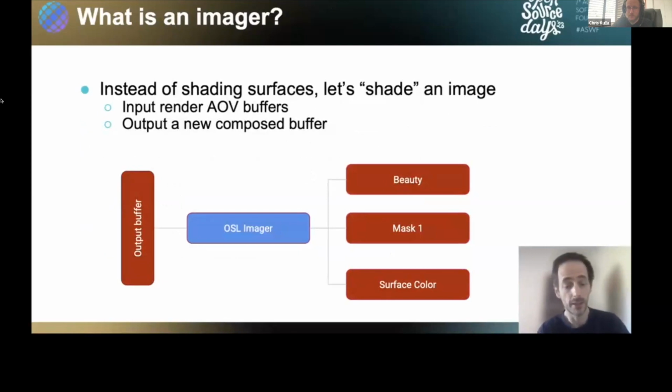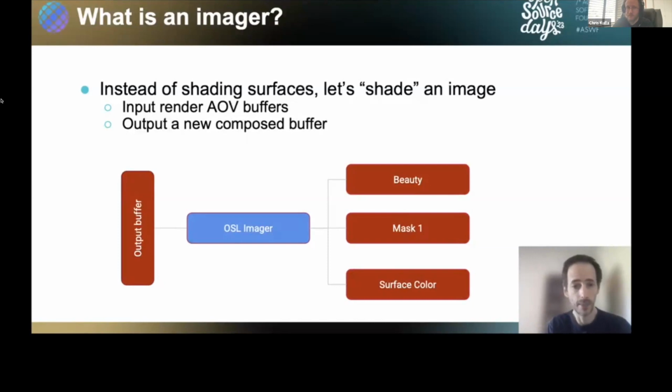So, okay, what is an imager? Well, an imager is just an OSL shader. It's just that instead of shading a surface, we're going to be shading an image. And the idea is that you have this little program, the shader, and it has a number of inputs. In this case, the inputs are render buffers from the render. That could be the beauty image, it could be masks, whatever output the render can produce in the form of pixels. It's an input to this OSL shader or imager that then writes the result to a different buffer.